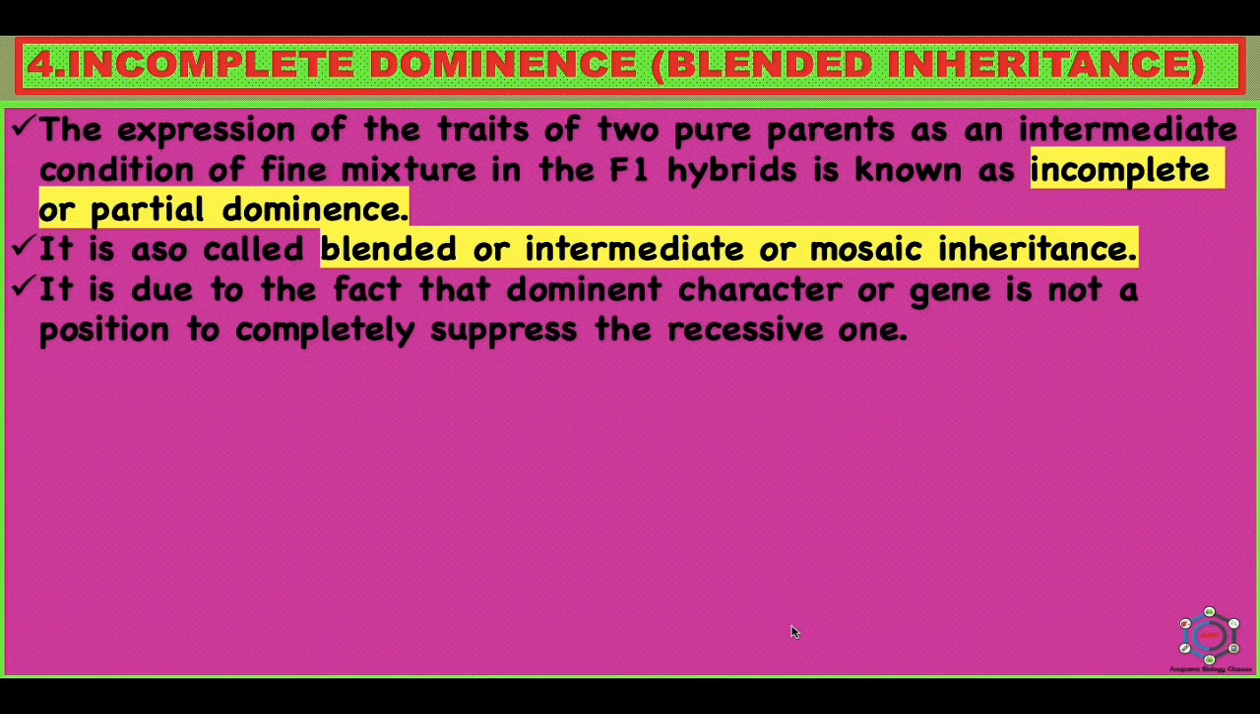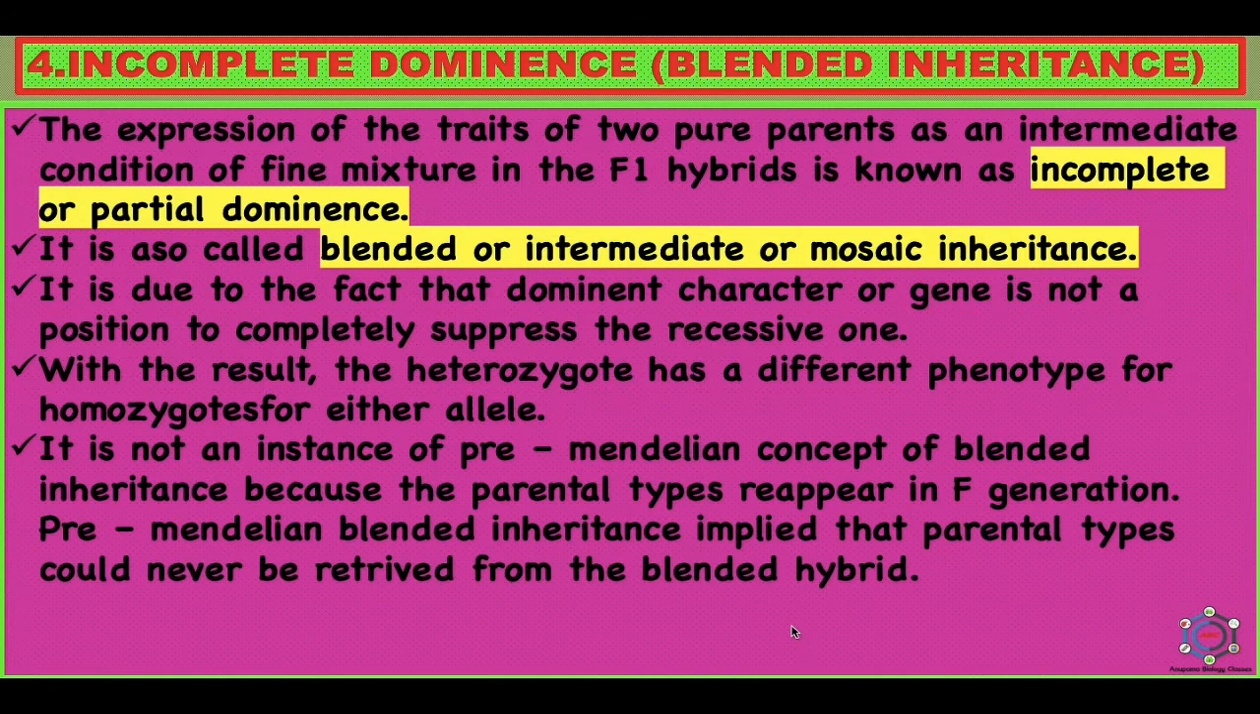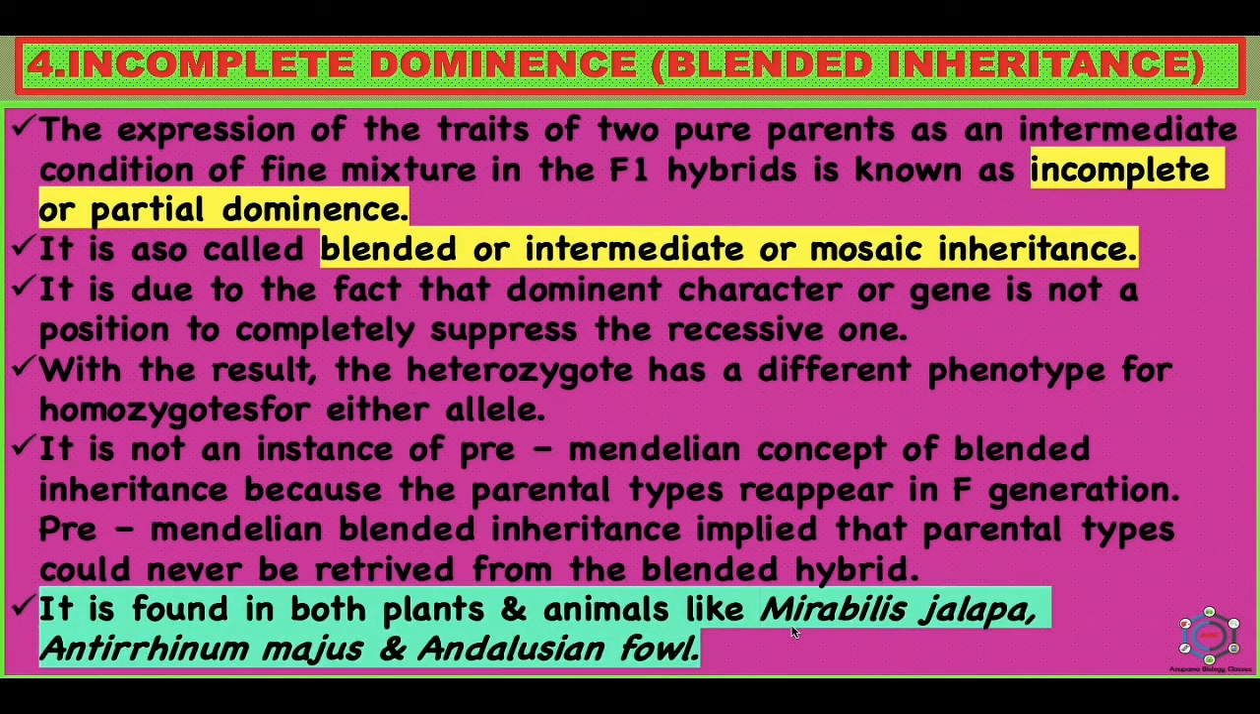It is due to the fact that the dominant character or gene is not in a position to completely suppress the recessive one. With the result, the heterozygote has a different phenotype from the homozygotes for either allele. It is not an instance of the pre-Mendelian concept of blended inheritance because the parental types reappear in the F2 generation. Pre-Mendelian blended inheritance implied that the parental types could never be retrieved from the blended hybrid. It is found in both plants and animals like Mirabilis jalapa, Antirrhinum majus, and Andalusian fowl.